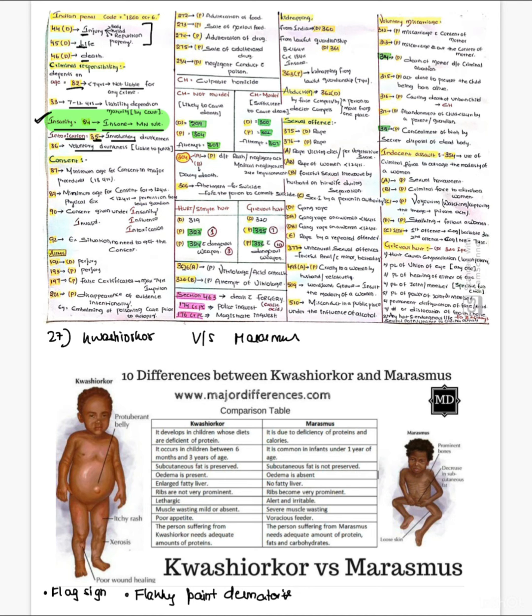Then coming on to consent. So the minimum age for consent, guys, in a major procedure is 18 years. Section 89, minimum age for consent is 12 years. Okay, for a physical examination under 12 years, parent or guardian permission is required. Then section 90, guys: consent given under insanity, when you are not sane, or under the influence, intoxication, is invalid consent. Then section 92, guys, not so important.